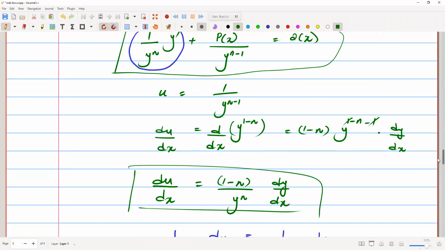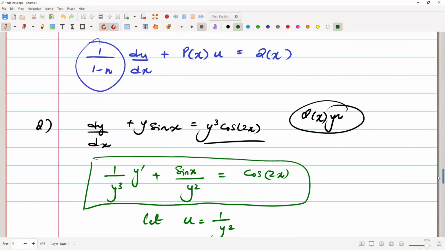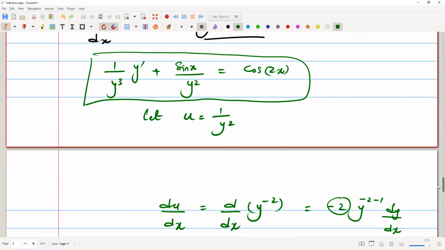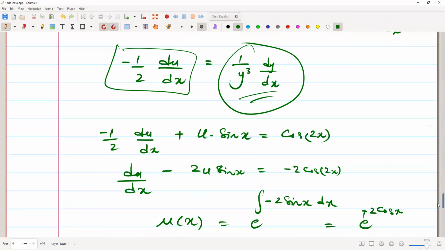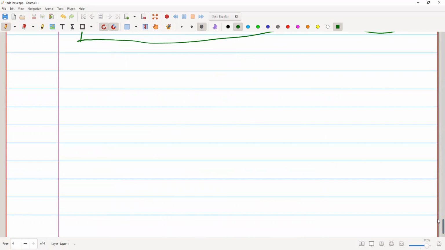So we'll end this class here, and then we'll do the Riccati equation in the next class.